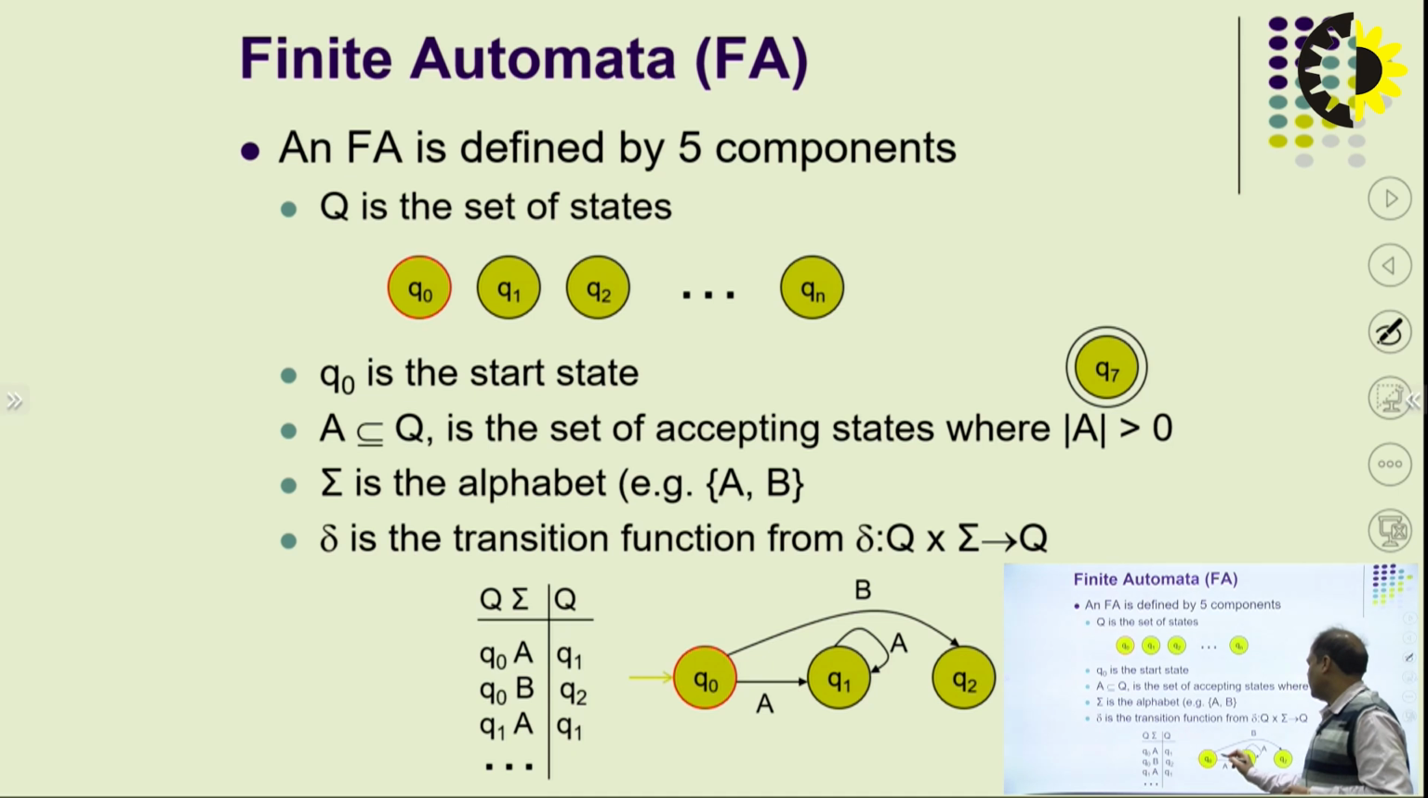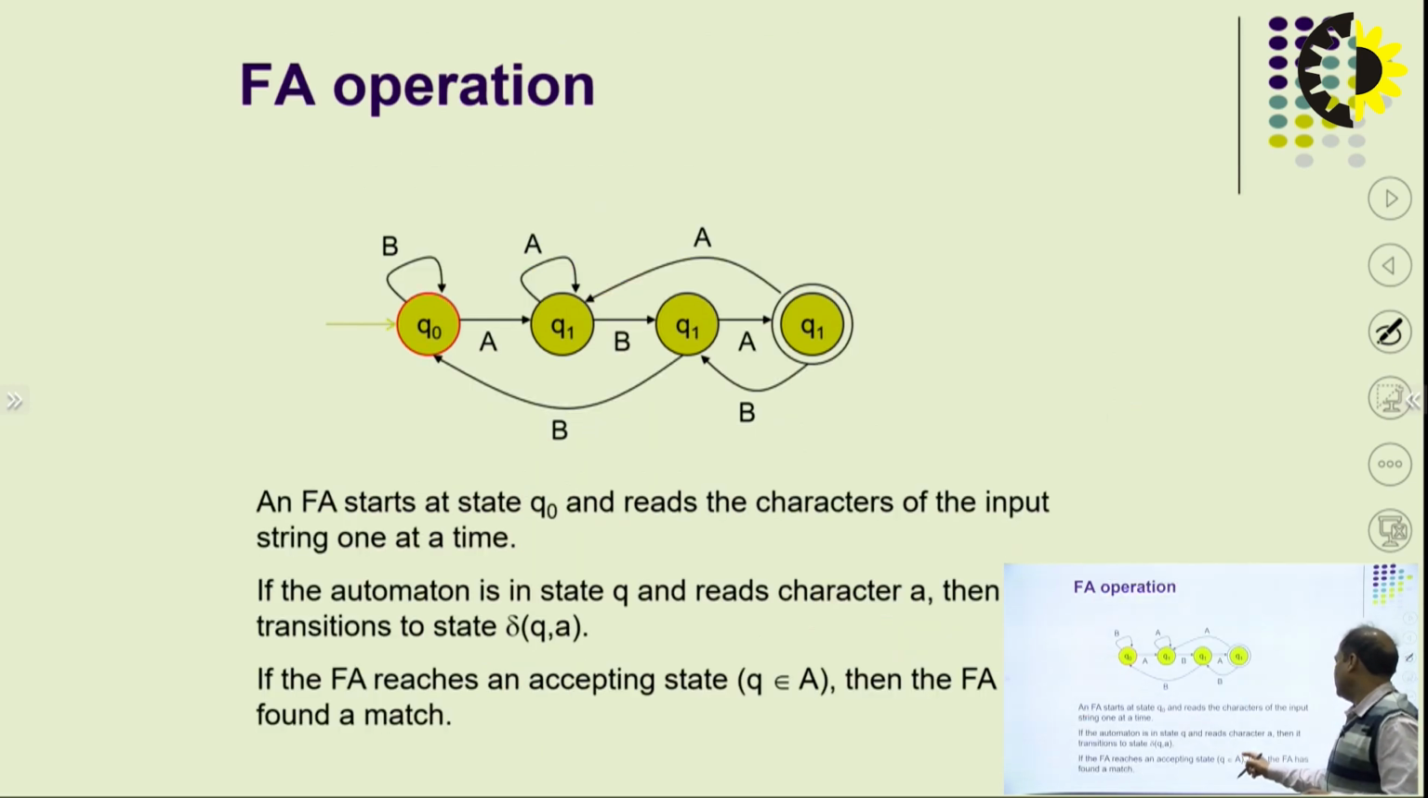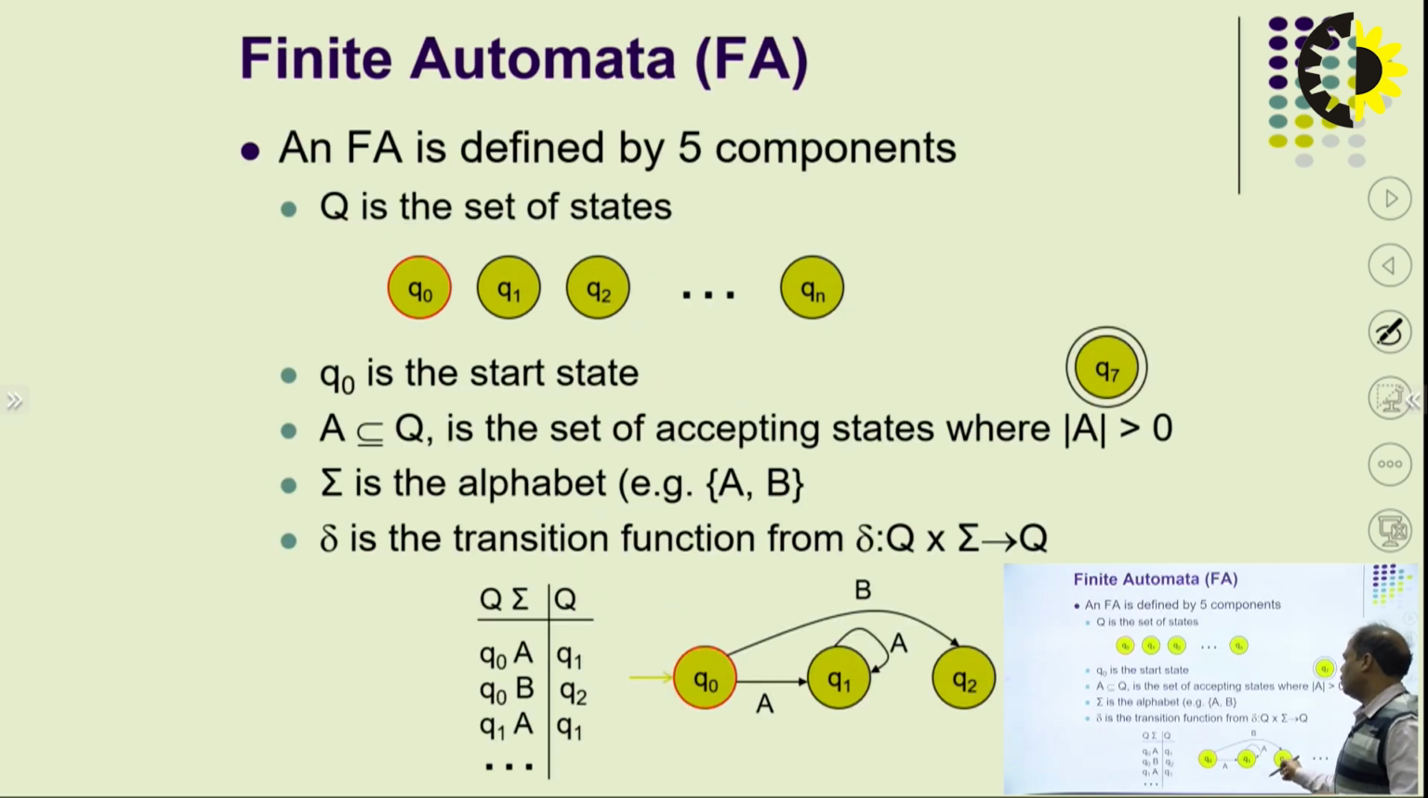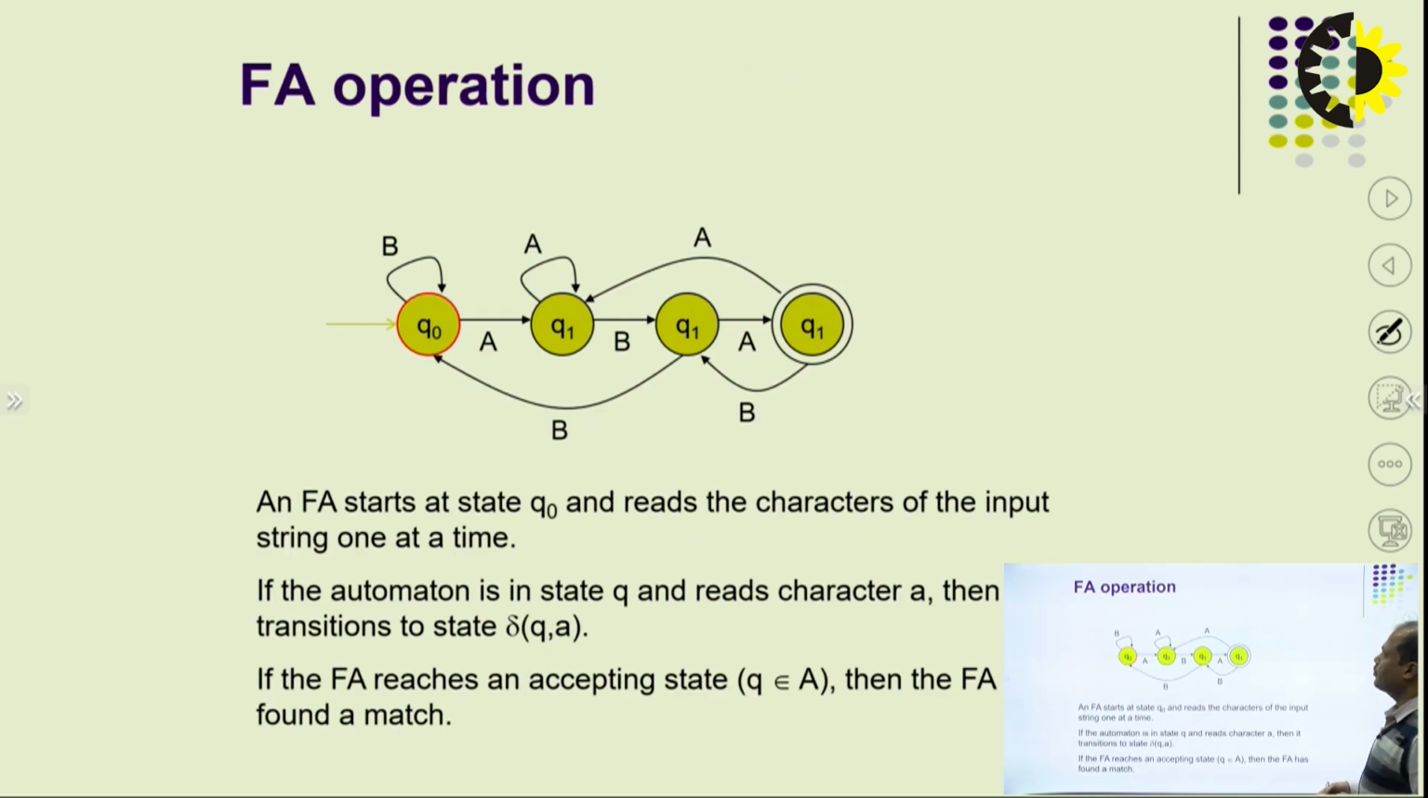From Q0, if we apply A, we get Q1, and from Q0 on B, we stay at Q0. From Q1 on B, we get Q2. This is the transition function, and Q1 on A only gets Q1. So all these finite states are working as a memory actually. They will remember the input and the state of the finite automata.